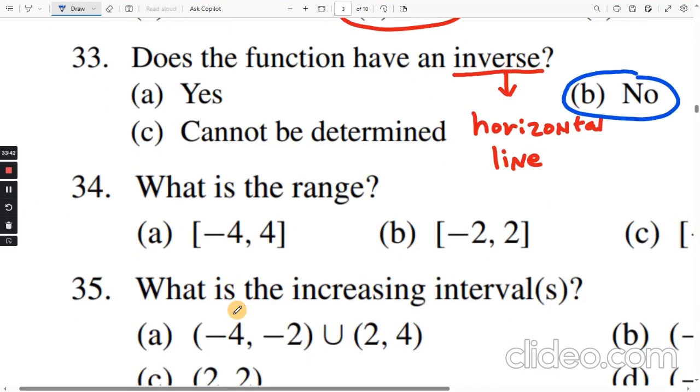34, what is the range? Okay, so for the range, that's just going to be the possible y values.